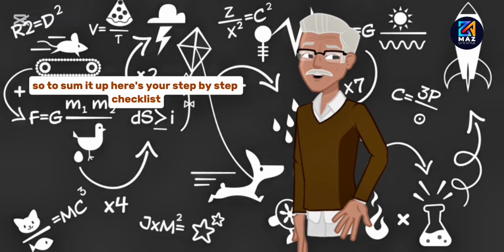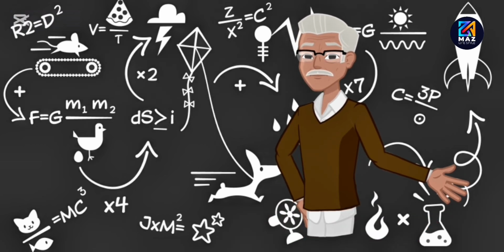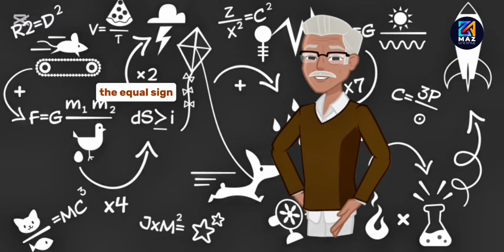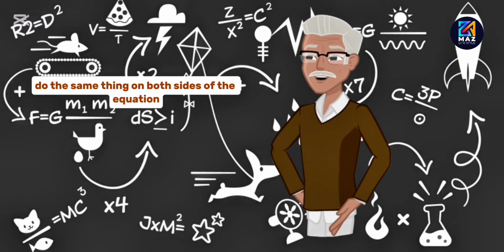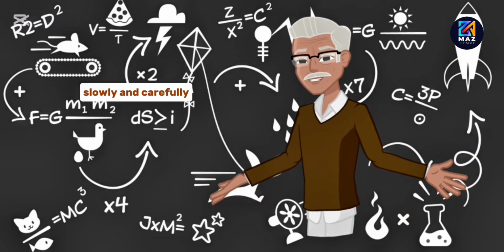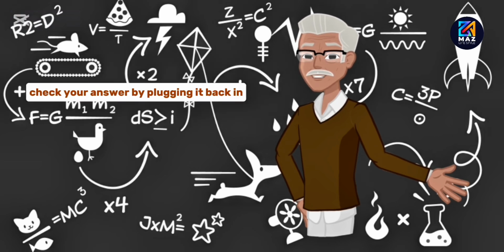Perfect. So to sum it up, here's your step-by-step checklist. Identify the variable, usually x. Use opposite operations to move numbers across the equal sign. Do the same thing on both sides of the equation to keep it balanced. Work step by step, slowly and carefully. Check your answer by plugging it back in.